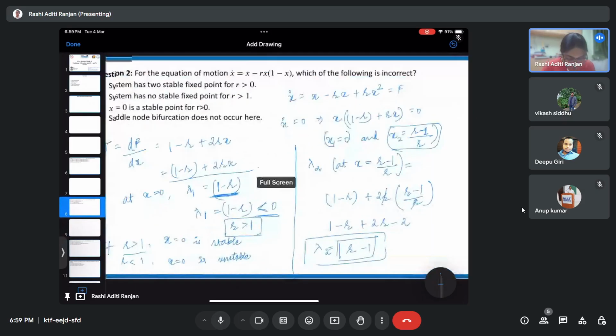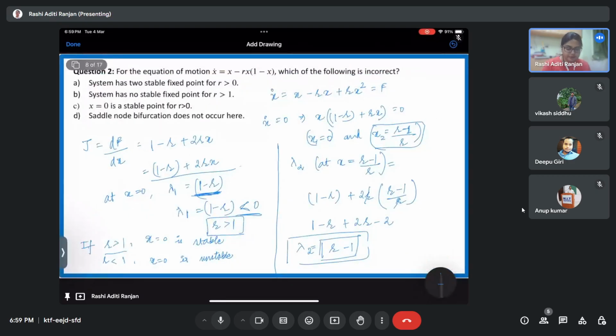So we have: system has two stable fixed points for r greater than 0. This is not true because it is not having two stable fixed points together, right? The first becomes unstable, the second one becomes stable. So this is incorrect, and since the question is asking which one is incorrect, this is going to be the correct option. Okay. System has no stable fixed point for r greater than 1. So this is not true, and hence this is a correct option.